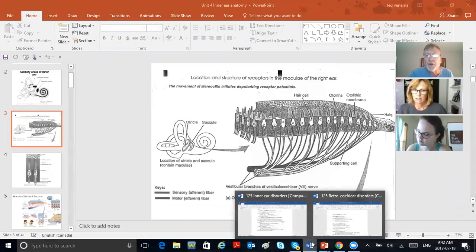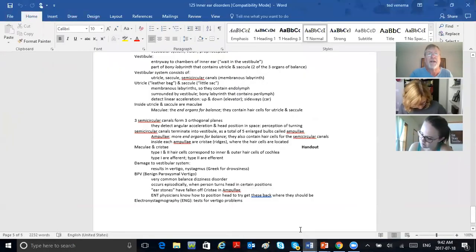Let's go into your notes and get straight to the heart of the matter here. Look at the bottom of your page. BPV, benign paroxysmal vertigo. It is the most common balance disorder. BPV. It's benign, meaning it's not cancerous, you're not going to die, it's just a nuisance.